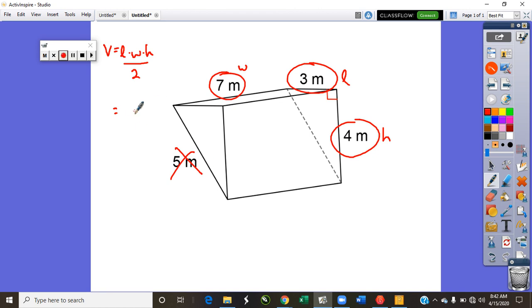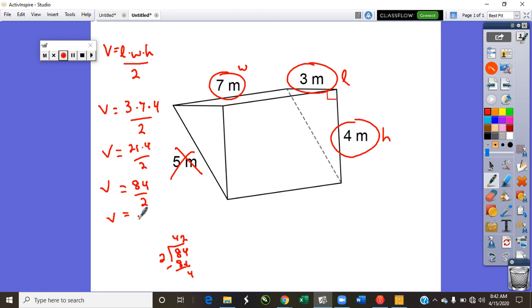All right, so we plug our numbers in here. Our length is 3, our width is 7, and our height is 4. And all of that is divided by 2. Well, 3 times 7 is 21, times 4, divided by 2. What's 21 times 4? That's 84. We're going to divide 84 by 2. 2 goes into 8 4 times. 2 goes into 4 twice. So my volume here is going to be 42 meters cubed.